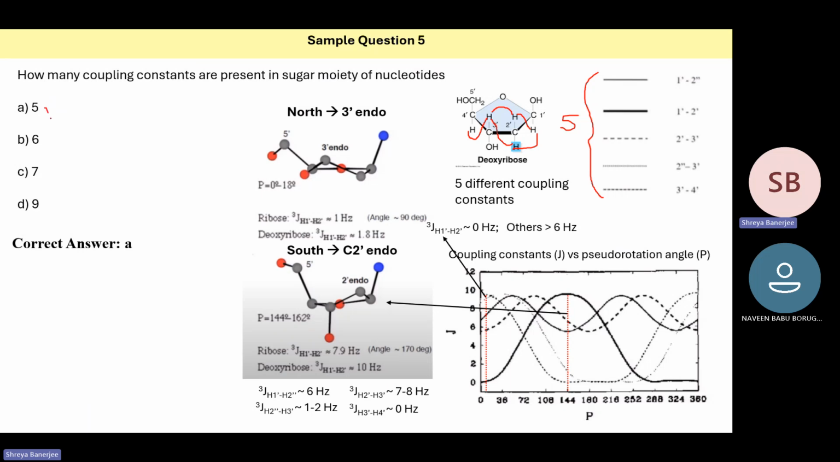That is option A. Now we have seen in the previous class how these 5 coupling constants can vary according to the pseudo rotation angle. So we won't go into all that right now. It is enough to remember, if you just remember the structure of the sugar moiety, you will know that there are 5 coupling constants. Because when people talk about coupling constants, if nothing is mentioned, we normally consider only the 3J coupling. So the adjacent coupling, and the 3J coupling constants I just showed, there are 5.